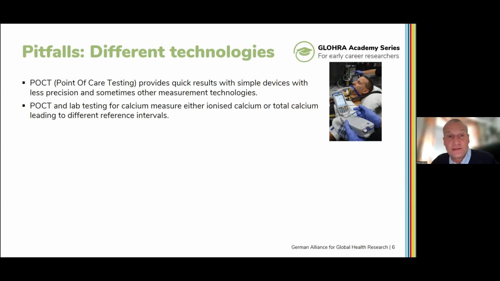But of course, there is usually less precision and sometimes even the technology, because it's just a small device, the technology for measuring is quite different. So if you, for instance, take calcium, in the lab they measure the total calcium, which is quite complicated from a chemical or measuring point of view. So it's easier to measure the ionized calcium, and this is what the point of care testing does. But this leads to different reference intervals. If you don't look at what is there, you just look at calcium, you might be confused by the value. So you have to know this.